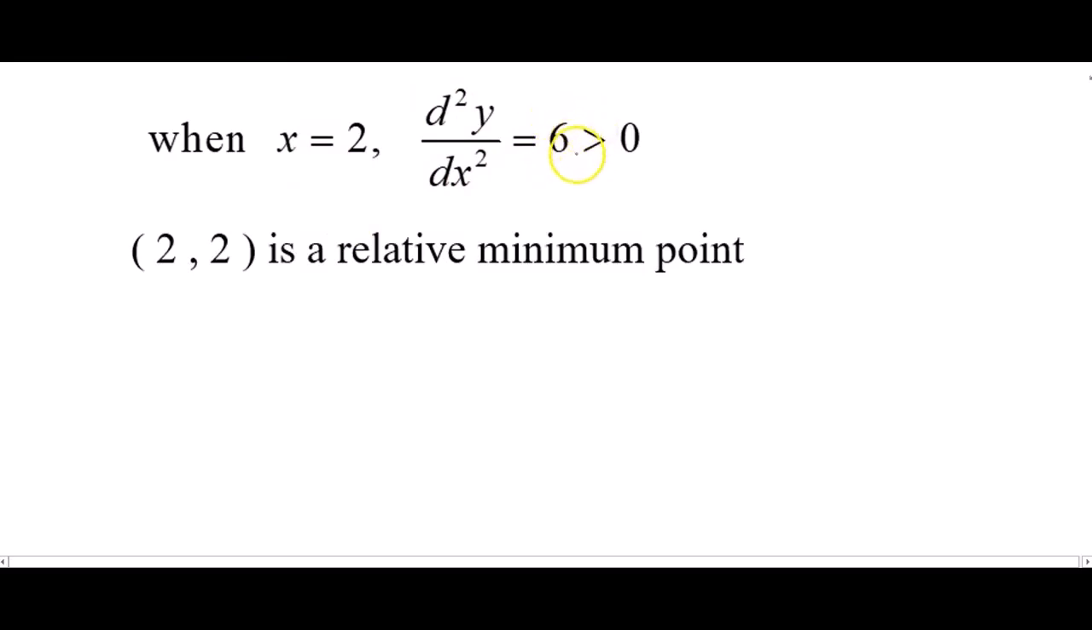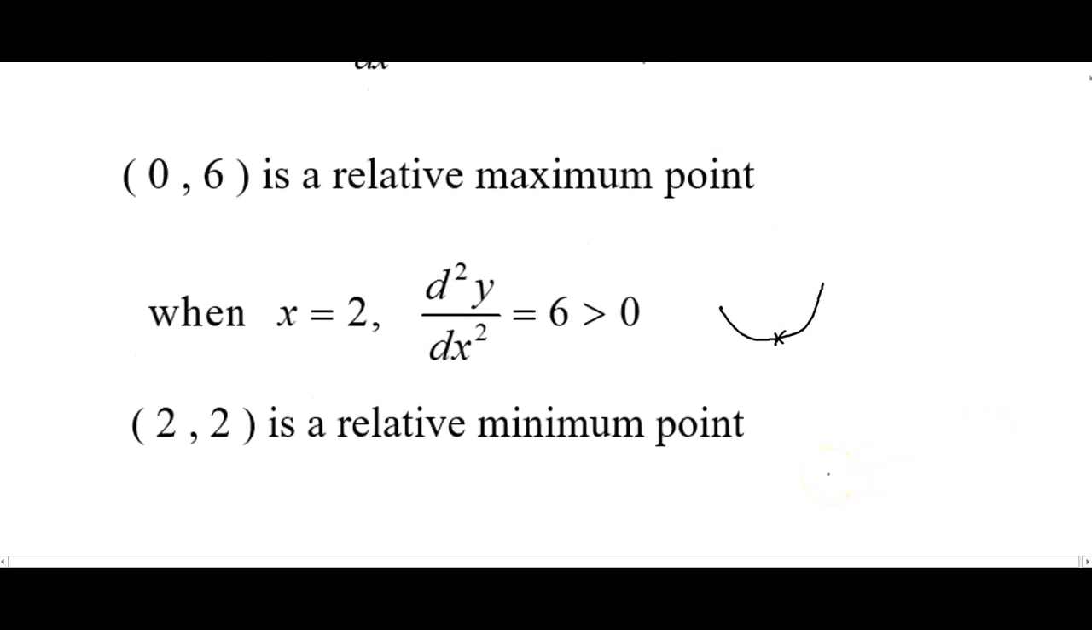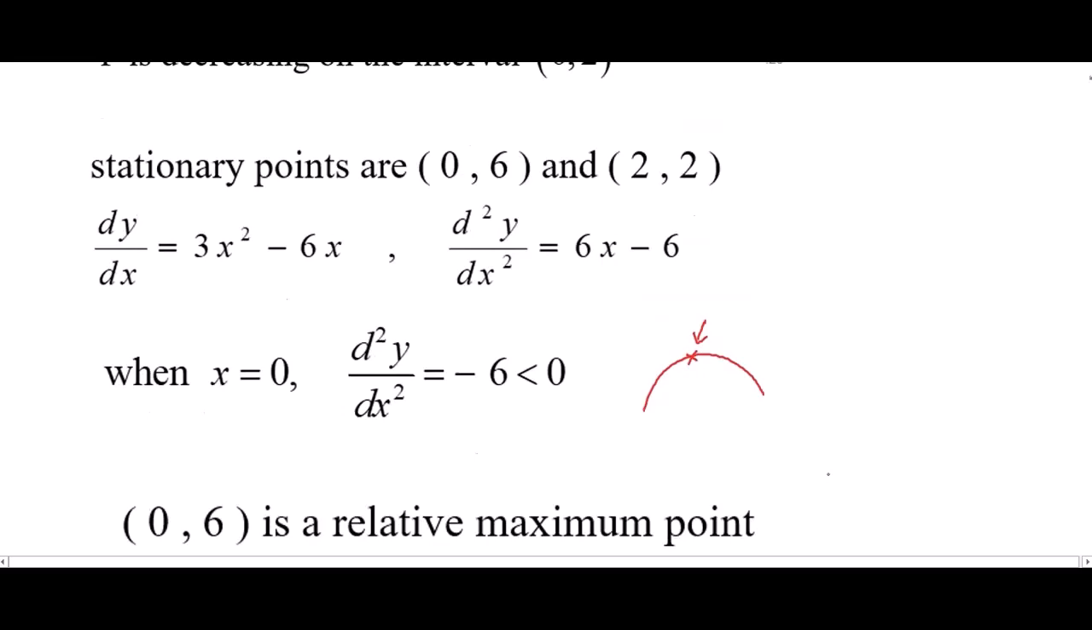It produces a value of 6, which is positive. This means that if d2y/dx2 is positive, the graph at that point is concave upwards. So at x equals 2, the point (2, 2) is a relative minimum point. This is how we determine the relative maximum point and relative minimum point by the second derivative test.